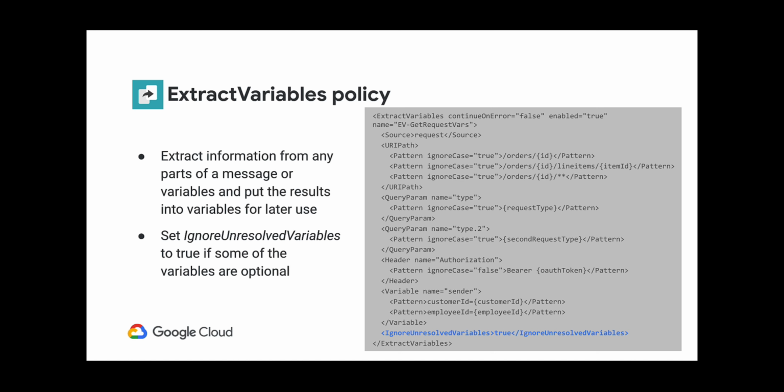So the extract variables policy does what its name suggests. It extracts information from different parts of a message, like the headers, the query parameters, the URI paths, or even the payload, and it puts the results into variables for later use. You can also set the ignore unresolved variables to true if some of the variables are optional.